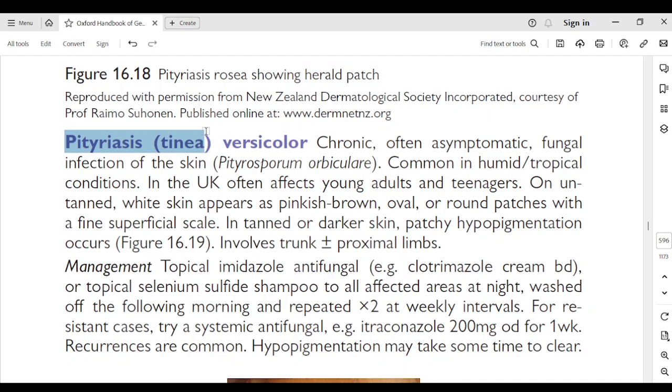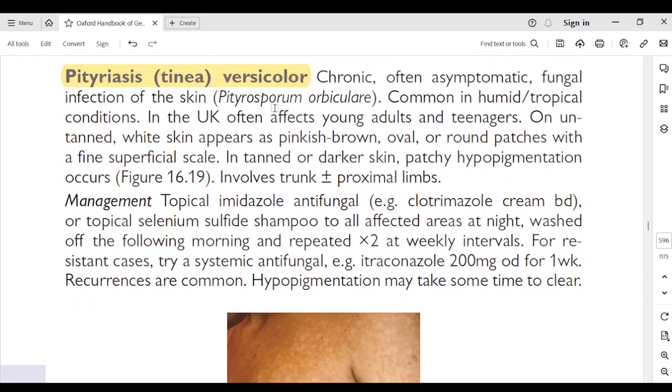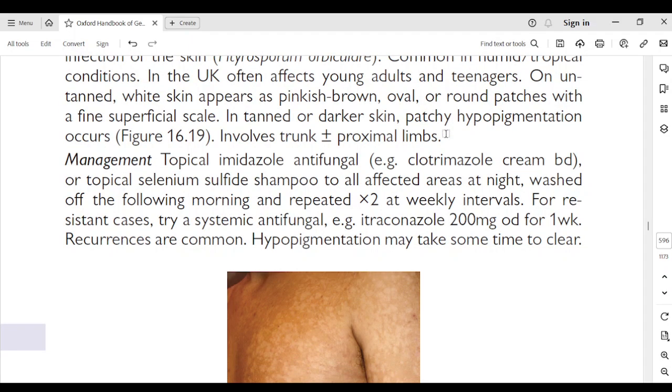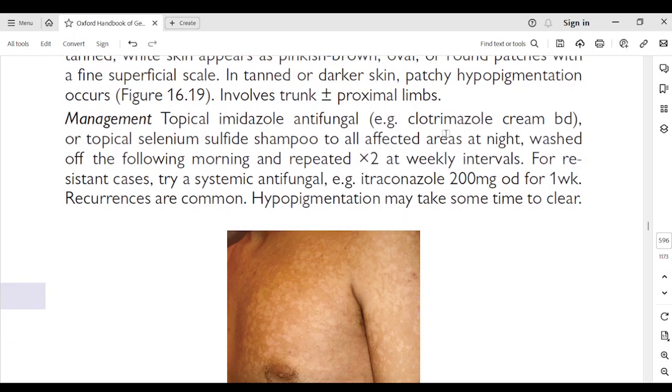Pityriasis versicolor or tinea versicolor, chronic and often asymptomatic fungal infection of the skin, Pityrosporum orbiculare, common in humid and tropical conditions. In UK, often affects young adults and teenagers. In untanned and white skin, appears as pinkish brown oval or rounded patches with fine superficial scaling. In tanned or darker skin, patchy hyperpigmentation occurs. Involves the trunk and proximal limbs.